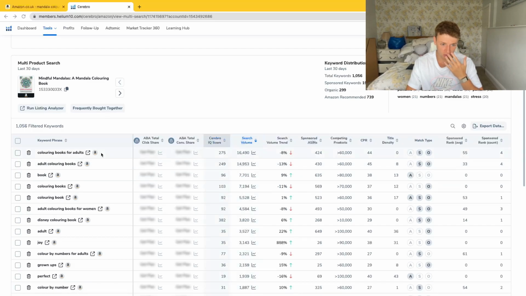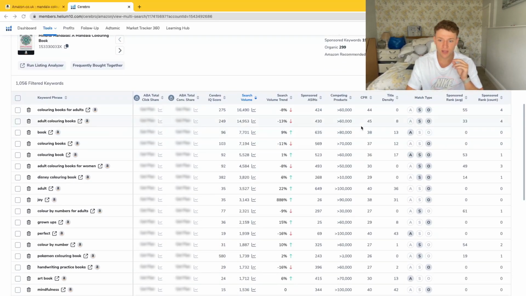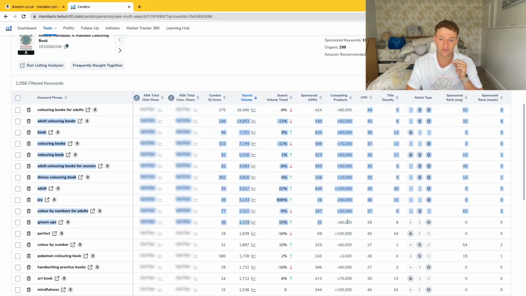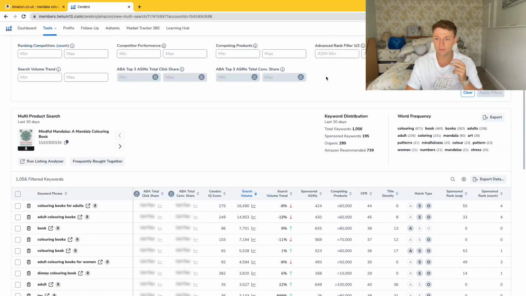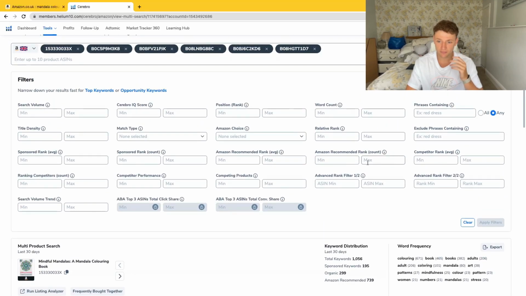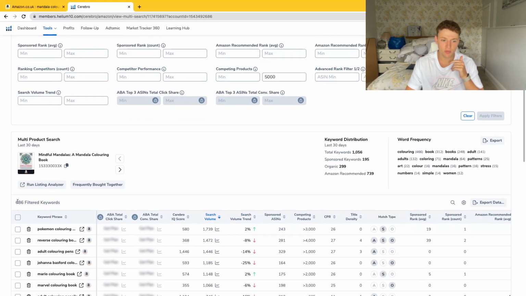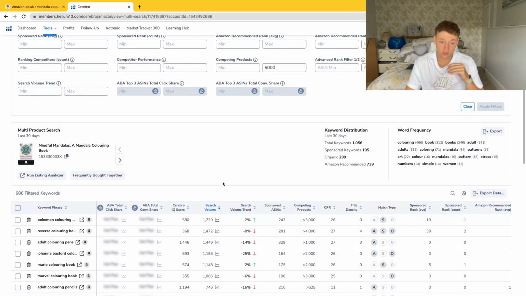So filter by search volume, and just go through all of these with a low number of competing products. You can see a lot of them have very high competition, but then again, all you need to do is go up here, so competing products. Again, let's just go for 5,000 as our max, press apply filters, and you can see we've lost almost half of these keywords, which is still good news for us.